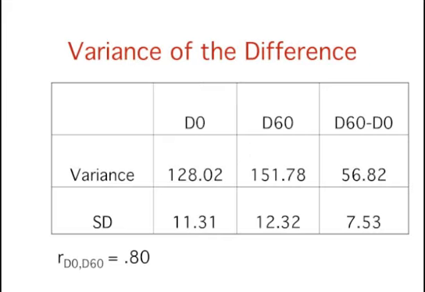For the current example, r equals 0.80, and the variance of the differences is much smaller than the variance of D0 or D60. The smaller variance of the difference scores leads to a smaller standard error of the mean, which leads to a larger t.